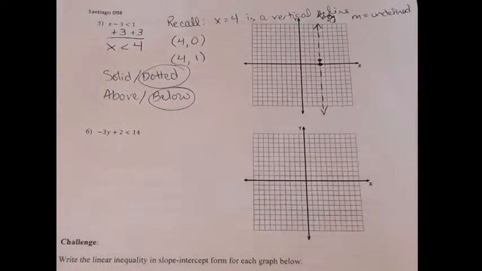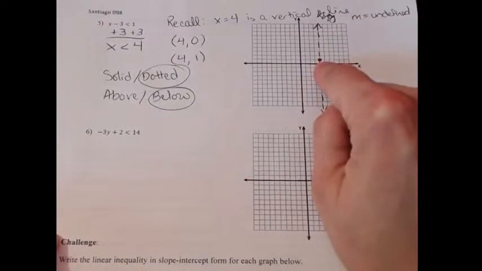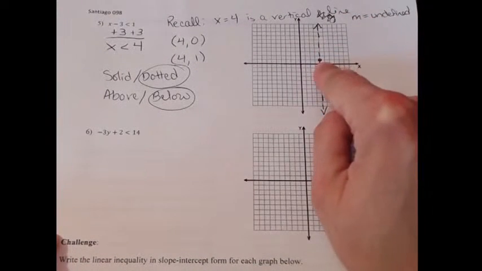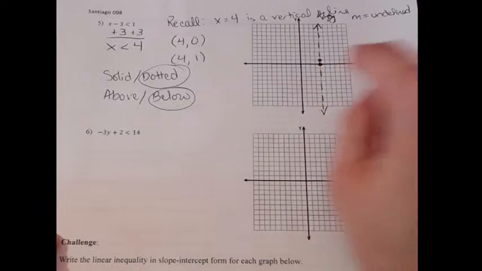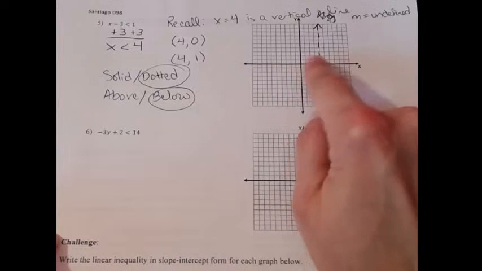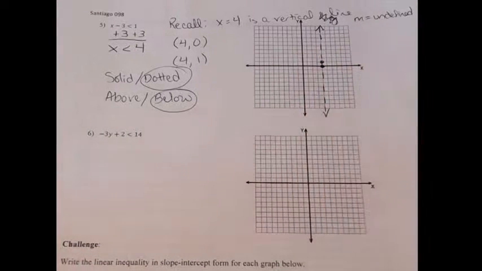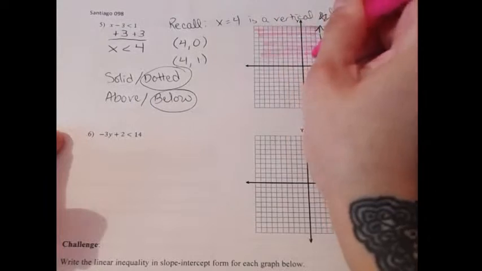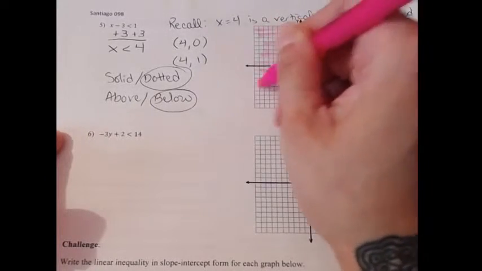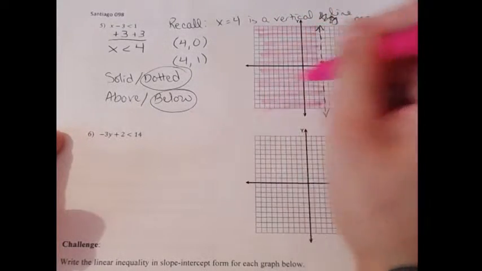So now when we think about where we shade, we know that if we go to the right, these x values are getting greater. So 5, 6, 7, 8, 9, they're getting bigger. But if we go to the left, we're going smaller, right? 3, 2, 1, 0, -1, etc. And we want x is less than 4. So naturally, we should shade below, which in this case means to the left.